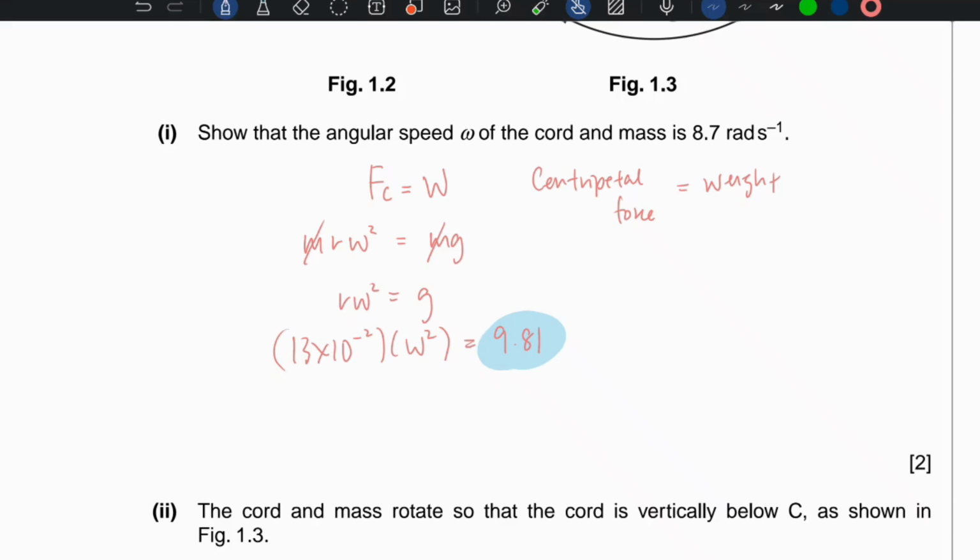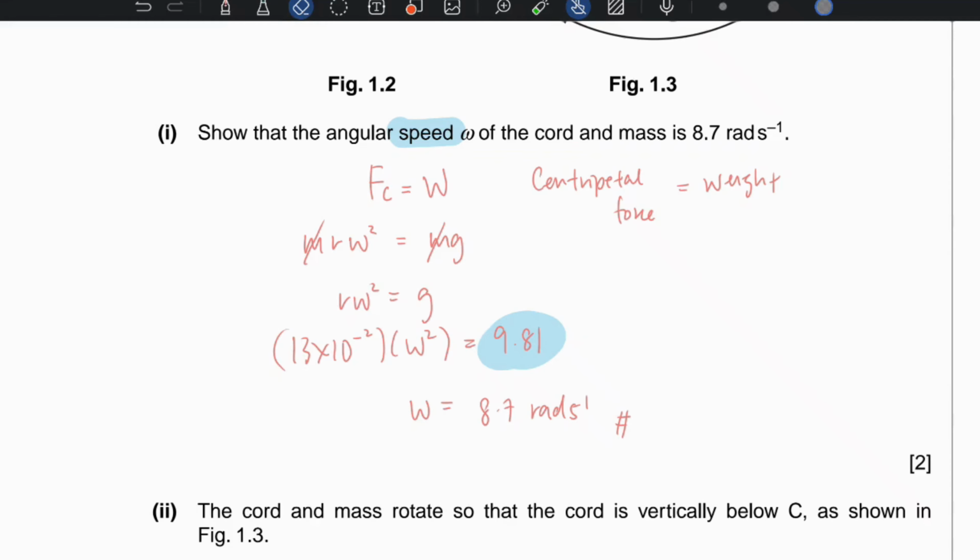So then you'll get your omega equals 8.7 radians per second. You will actually get plus minus because it's a square and you bring the other side as a square root, but they said it is angular speed. We know that speed is a scalar quantity, therefore plus minus can be omitted. It's just a positive value, 8.7 radians per second.